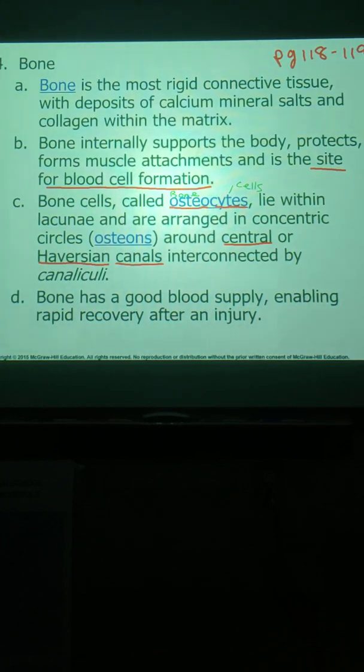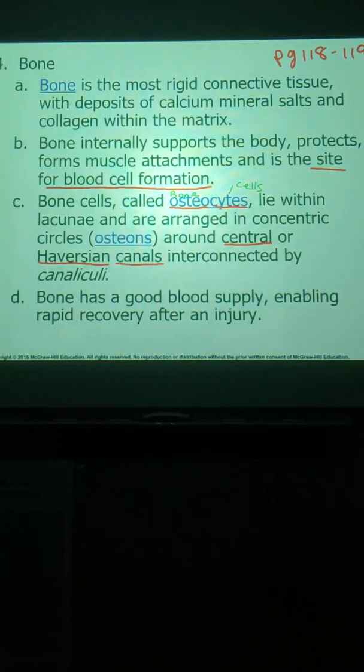Bone cells are called osteocytes. Not quite there yet in the vocabulary, another page or two, but osteo, O-S-T-E-O, it means bone. And you already know cytes means cells. So if you put it together, it's bone cells. They lie within a lacunae, similar to cartilage, and are arranged in concentric circles. These circles are called osteons around a central or haversian canal interconnected by the canaliculi.